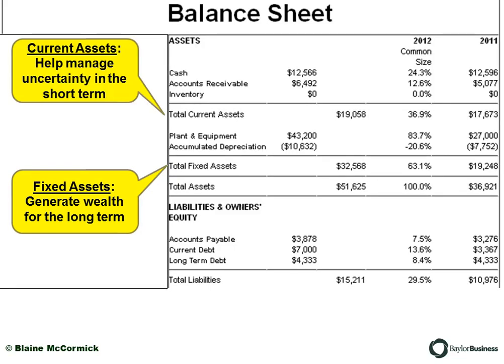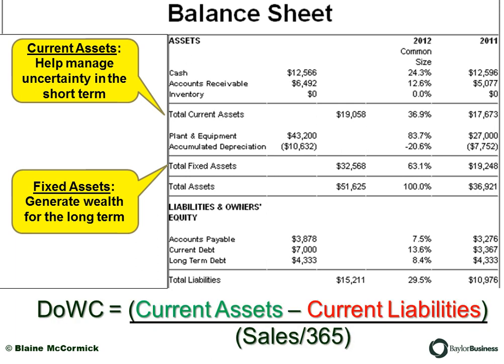But you also have current assets, and they're fundamentally different than fixed assets. Current assets help you manage uncertainty in the short term. It's hard to predict the future. It's hard to know just how many units you're going to sell or just how much cash you need round to round. And so current assets help you manage that variability there. So you don't want too much in your current assets. You don't want too little in your current assets. You want to be just right.